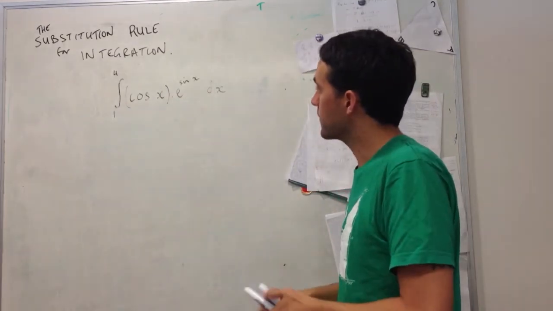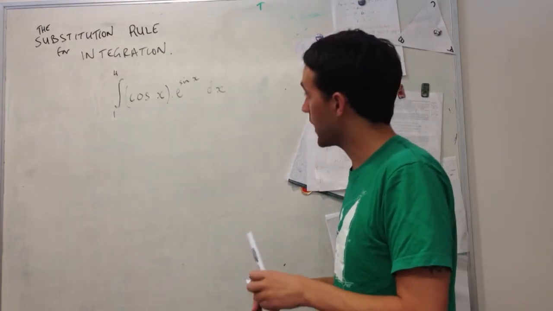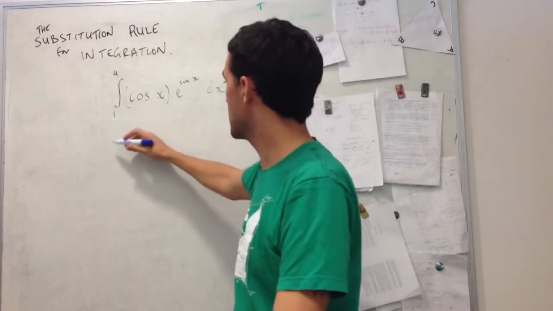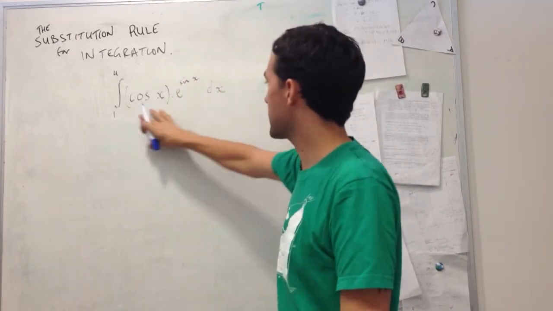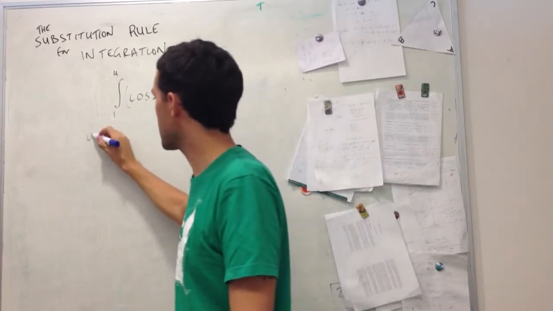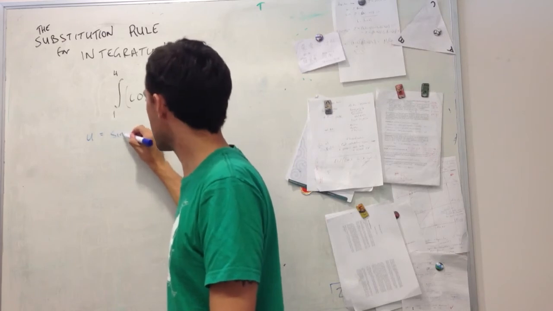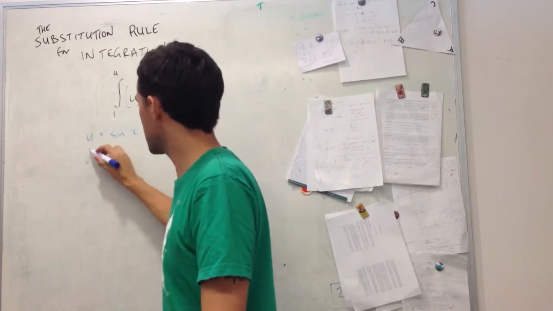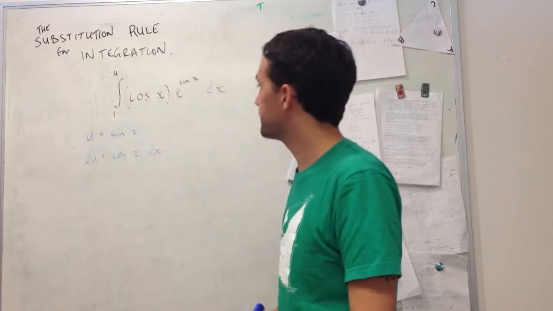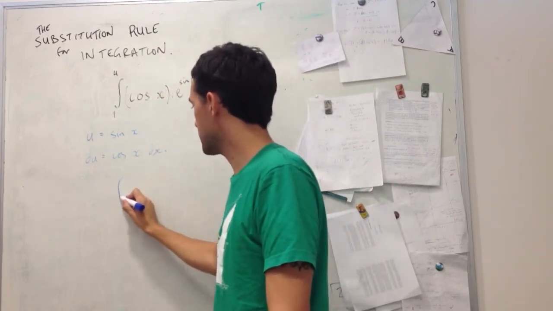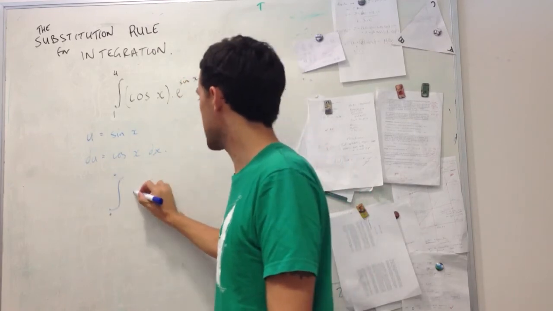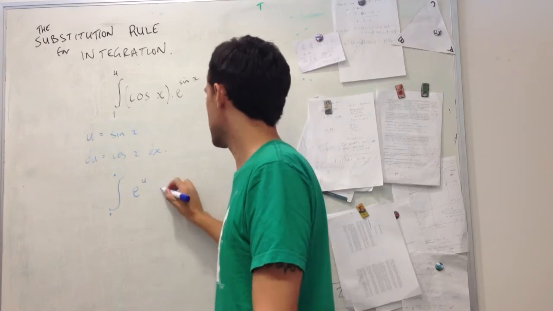So I can create my substitution. Now again, here I've got the derivative outside of a function of another function, so I'm going to let u equal sine x, du equals cosine x dx. So my integral, without the terminals, would be just e to the u du.